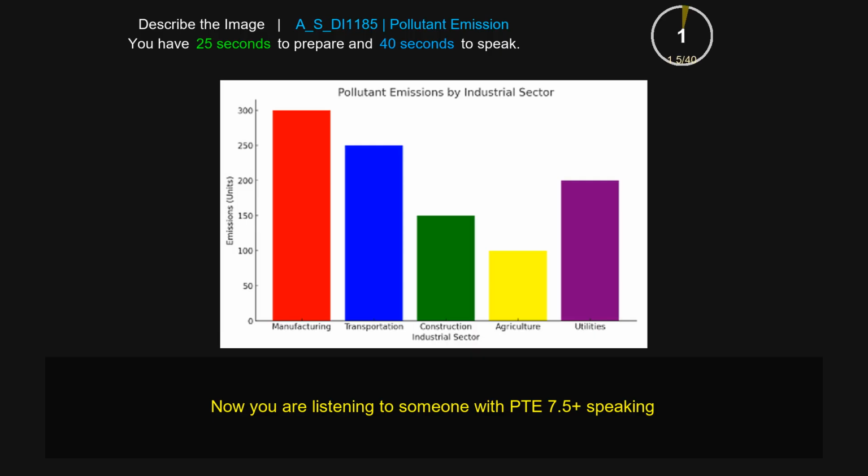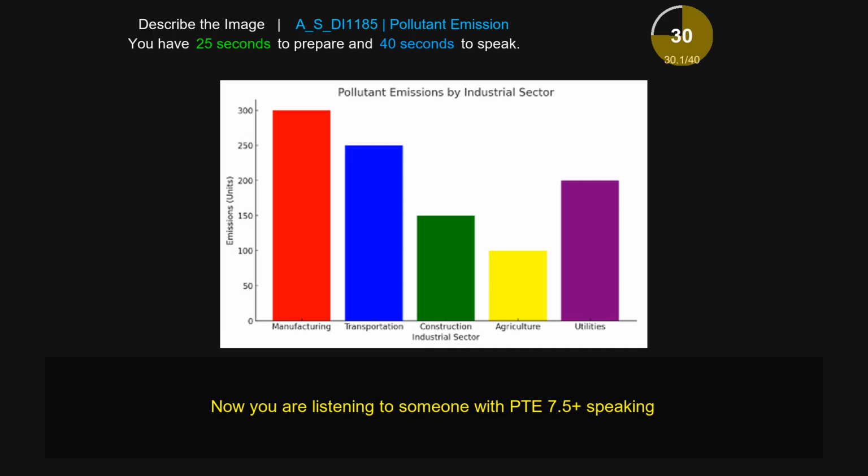The given picture is a bar graph which gives information about pollutant emissions by industrial sector. The major elements in the picture are emission units and industrial sector. Firstly, it gives information about utilities whose value is 200. Similarly, the value of transportation is 250. Furthermore, important information about construction, industrial sector and agriculture can be seen, whereas the highest element is manufacturing with the value of 300 and the lowest element is agriculture with the value of 100.